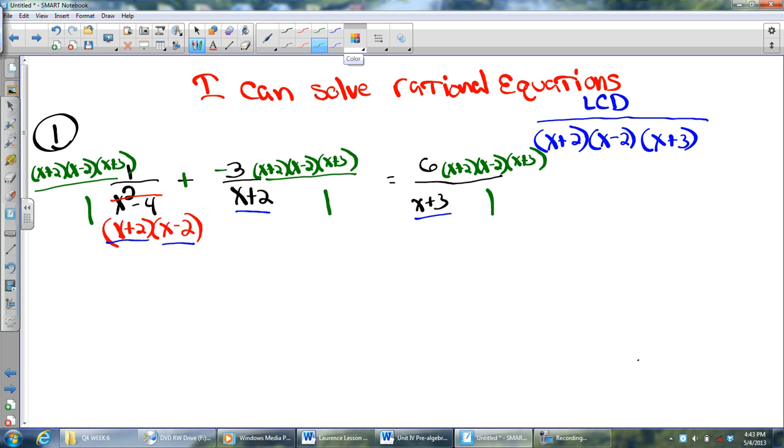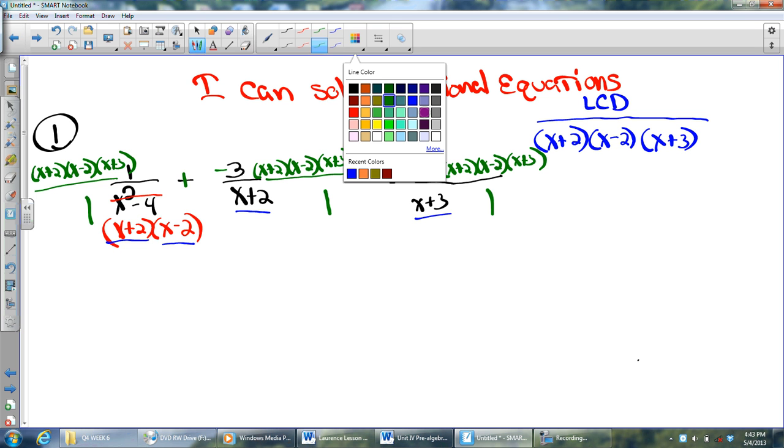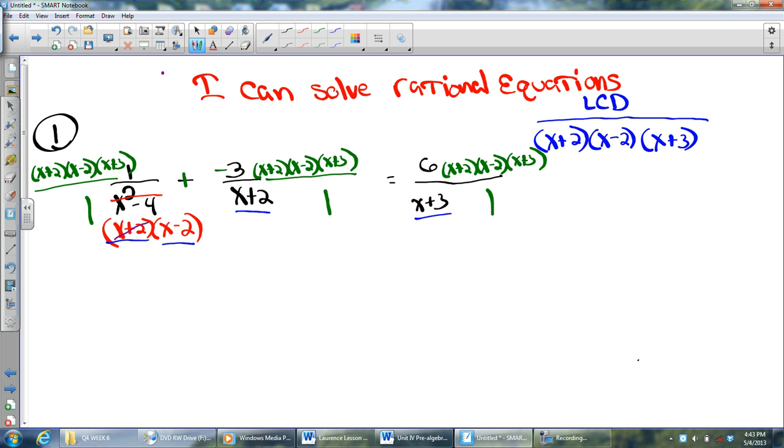All right, so now I'm going to go ahead and do a little canceling. I think I'll go with this pretty shade of purple. And looks like the x plus 2's will cancel, and the x minus 2's will cancel. And I'm left with x plus 3 times 1. Well, that's just x plus 3. All right, here the x plus 2's are going to cancel. And I have negative 3 and the quantity of x minus 2, x plus 3.